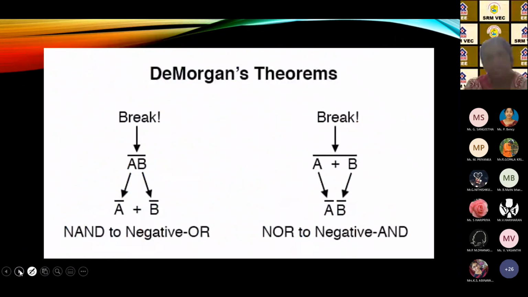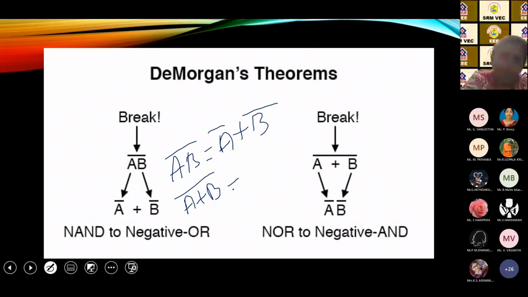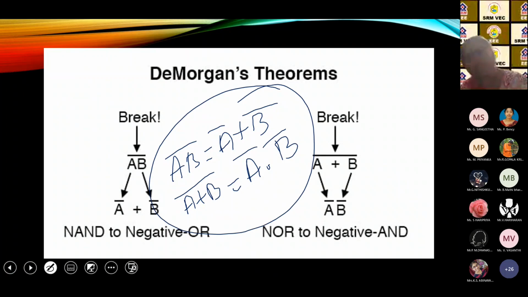Next is De Morgan's theorem. De Morgan's theorem is very simple: (AB) the whole bar is equal to A bar plus B bar. Similarly, (A plus B) the whole bar is equal to A bar dot B bar. So this is De Morgan's theorem. Where are these theorems used in digital logic circuits? Very simple. When you design a circuit, you write equations. If you want to reduce such equations, you can use these kinds of laws.